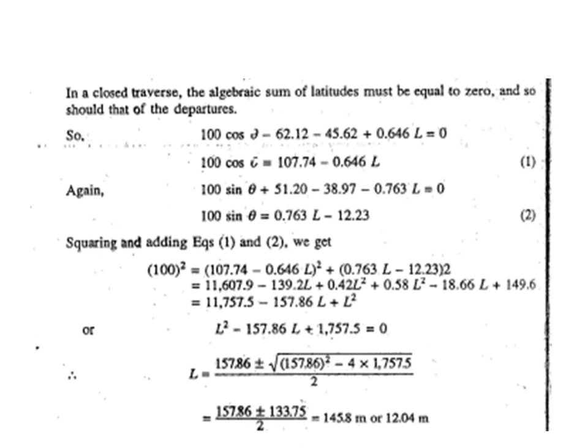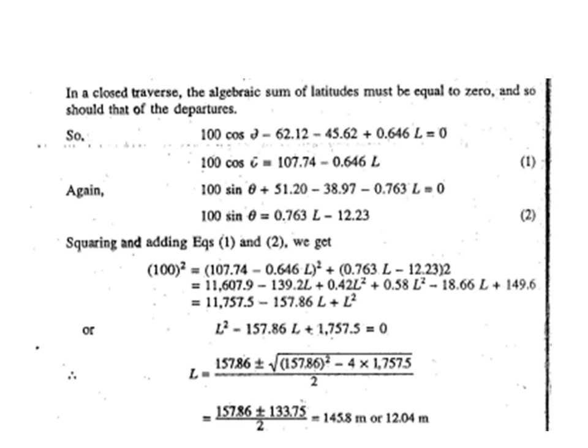So in this slide we are going to see how to apply the check that the algebraic sum of latitudes and departures must be equal to 0. So we are going to consider the latitude values for all the sides AB, BC, CD and DA. Since the length of line DA is not known, we consider it in the form of L. So this is equation number 1.